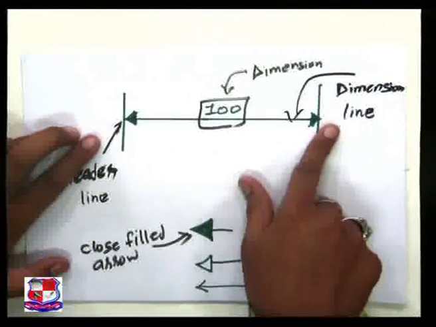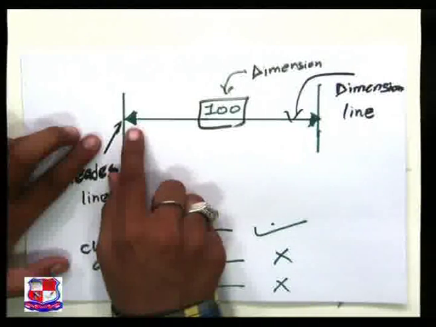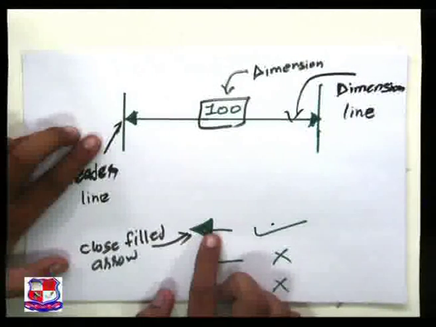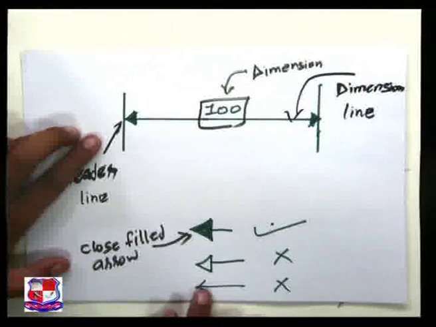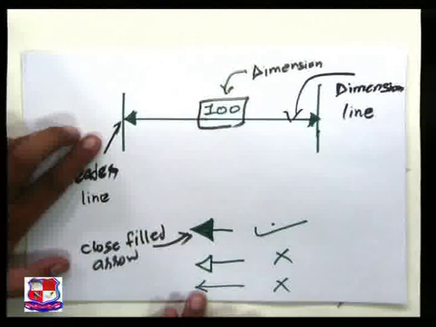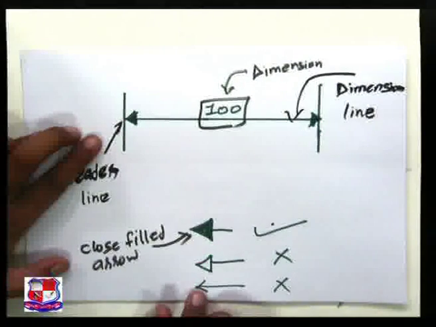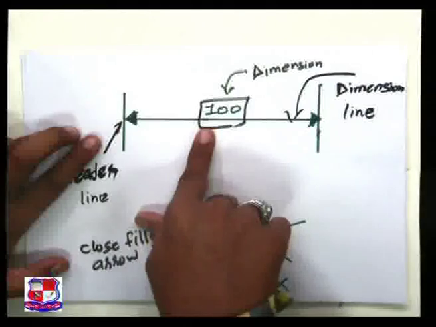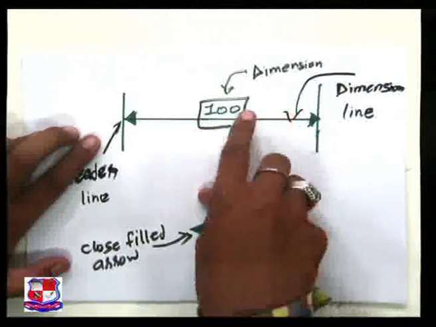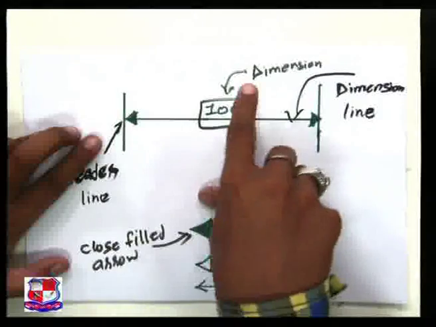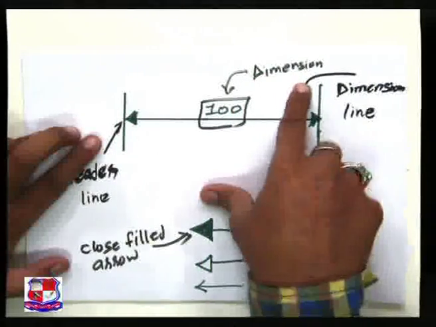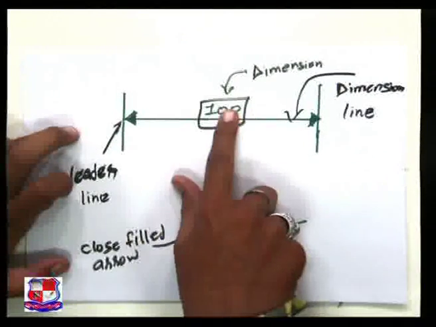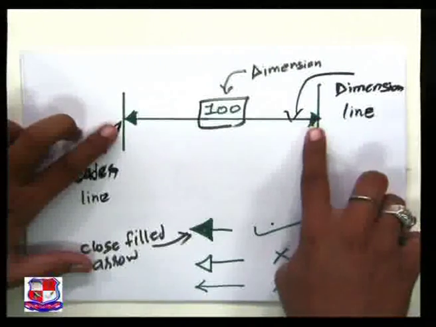On both sides of the dimension line, close filled arrows are a must. I have given these 3 examples: close filled arrow, a hollow arrow, and only a simple arrow sign. The other 2 methods are wrong. Always use close filled arrows only. In the middle of the dimension line, we have written some sort of figure that shows the dimension. It is the distance between 2 leader lines. It is for the linear portion.